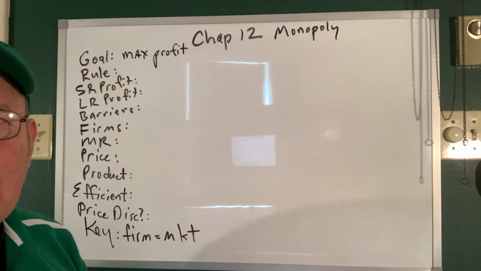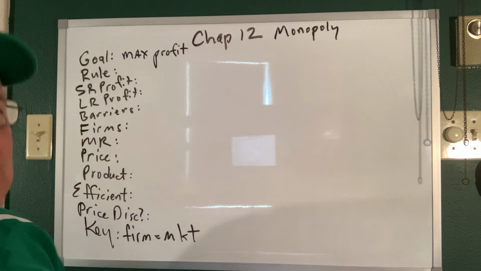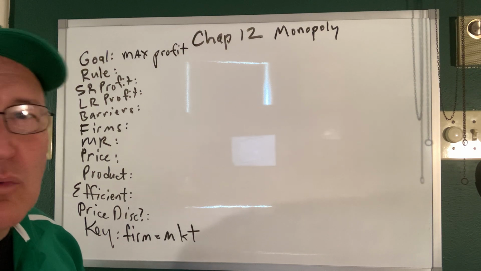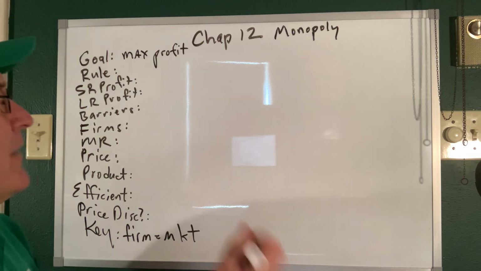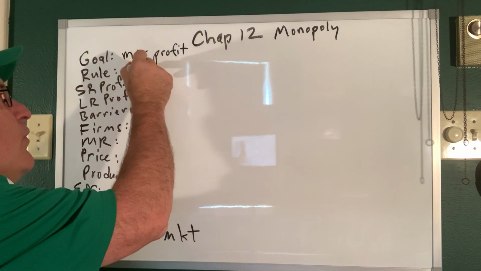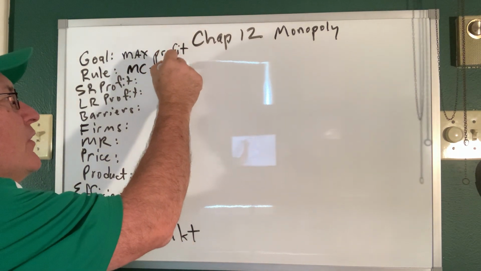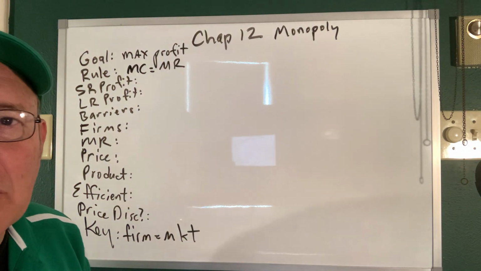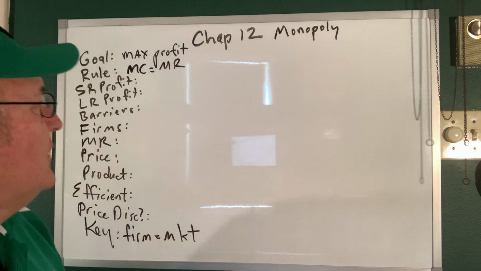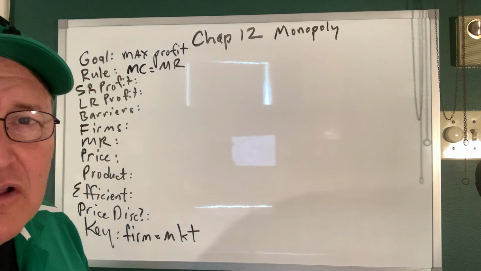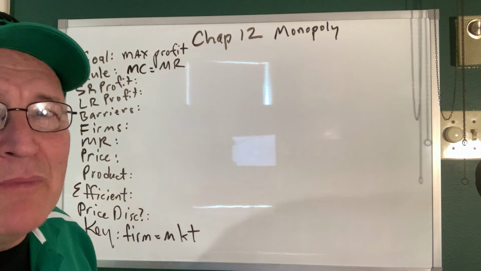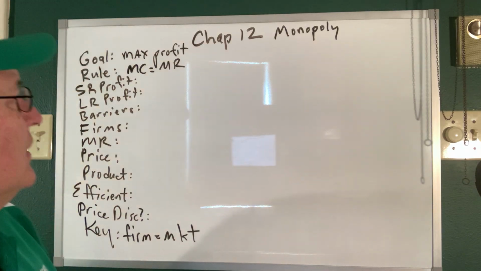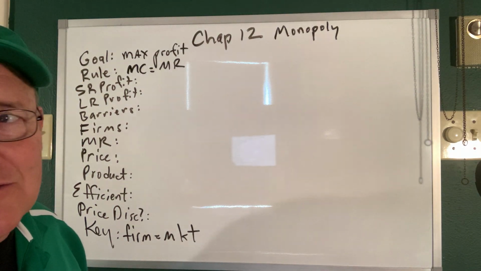Now let's go back to the top. If the goal is to maximize profit, what is the rule? What is it that tells firms how and where to maximize profit? Well, that point is where your marginal cost equals your marginal revenue. So we talked about that in earlier videos. We'll talk about it again here, but that's the point. That's the magic point that tells firms where and how to maximize profit.